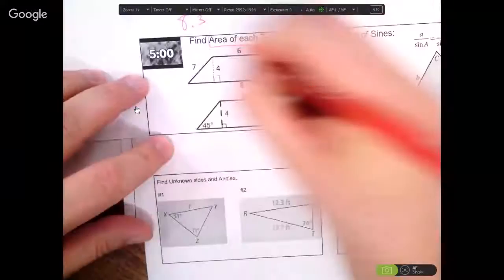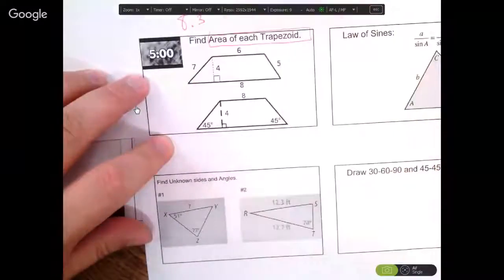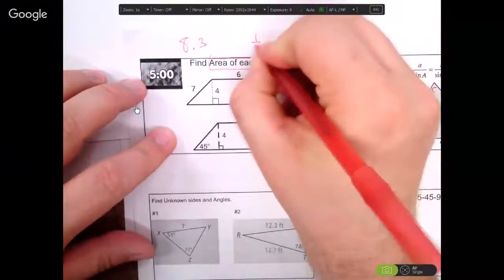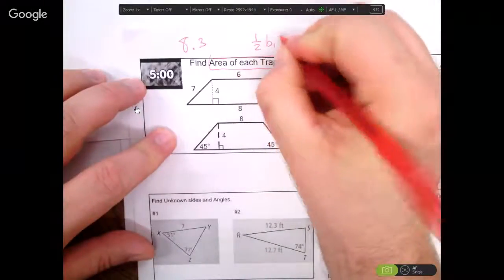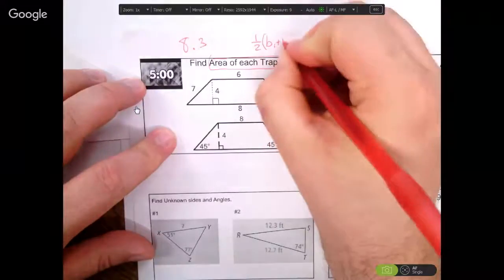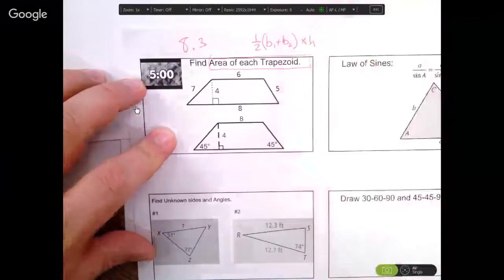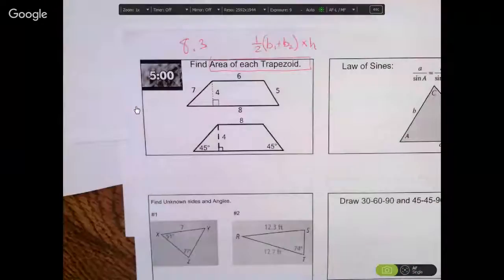Area of a trapezoid. I wasn't sure if we know this or not, but let's just sneak it up here. This equals 1/2 base 1 plus base 2 times height. Not times or plus? We already know, in the parentheses, it's plus. Base 1 plus base 2, times 1/2 times height.